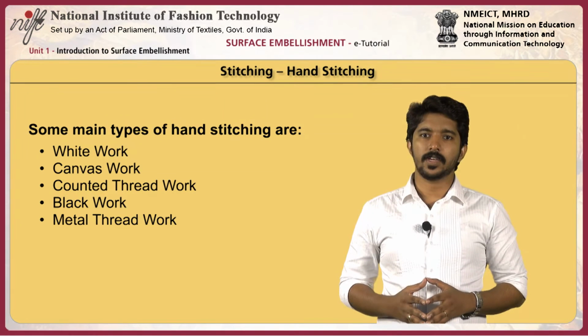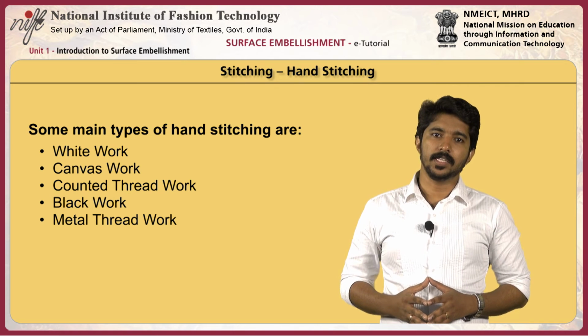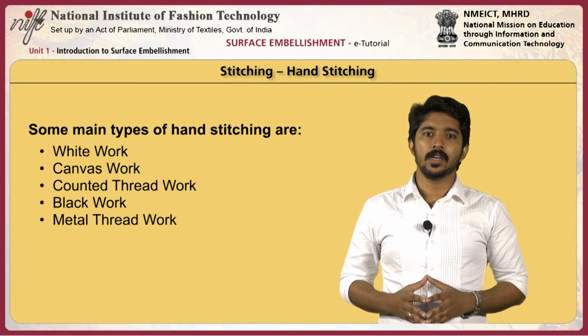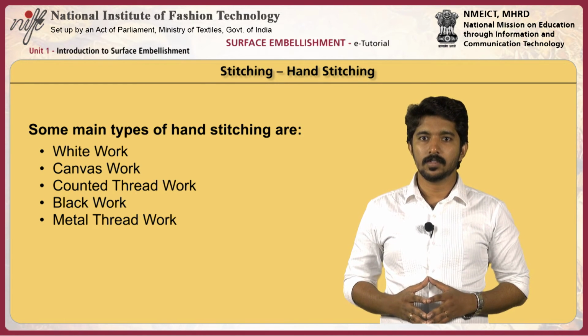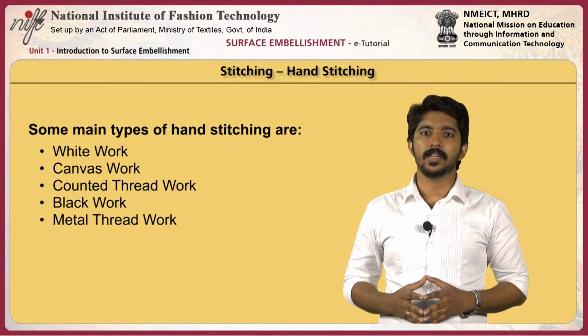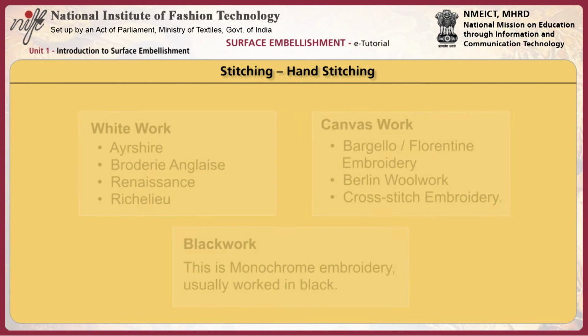Traditional hand stitch techniques are numerous with mainly cultural variations. Some main types are white work, canvas work, counter thread work, black work and metal thread work. We will learn about each of these now.